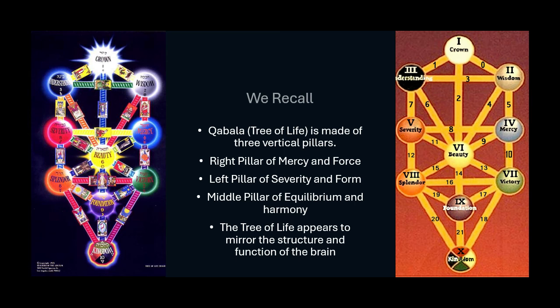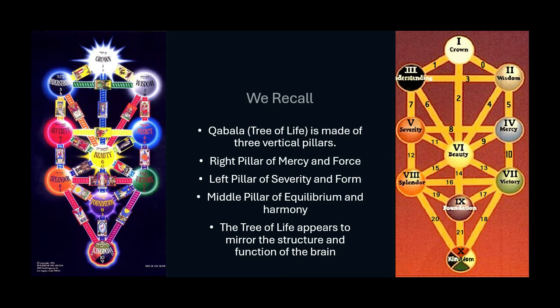First, let us recall, in the previous talk, we found that the Kabbalistic tree of life, or the Qabala, is made of three vertical pillars. You can see it there in front of you. We have the right pillar, on your right looking at it, the pillar of mercy and force, the left pillar of severity and form, and the vertical pillar in the middle, the middle pillar of equilibrium and harmony.